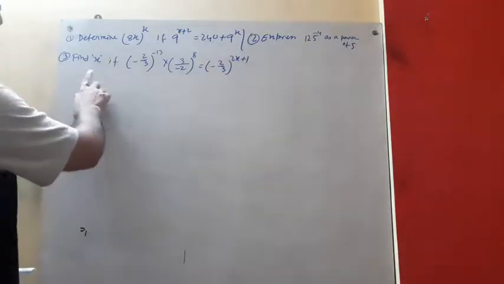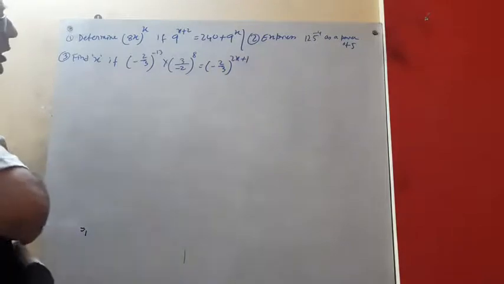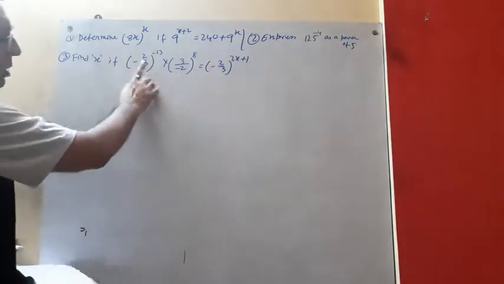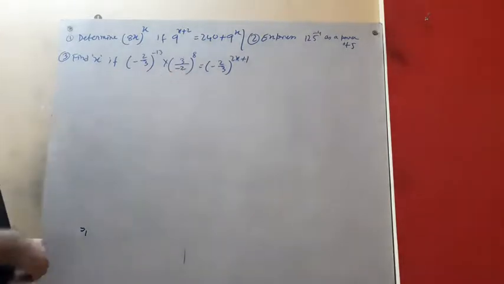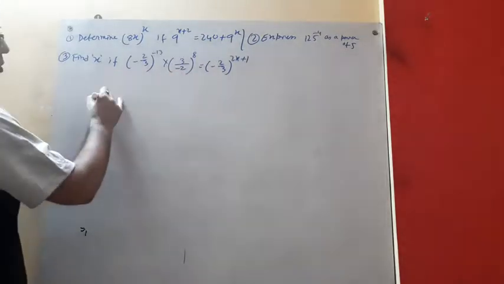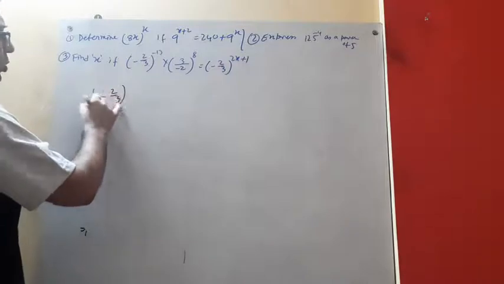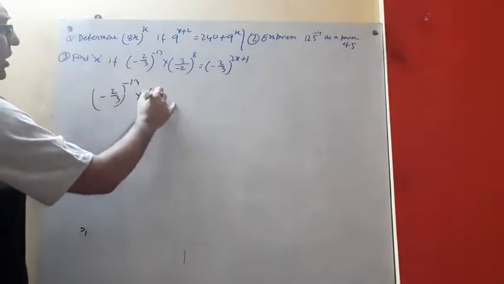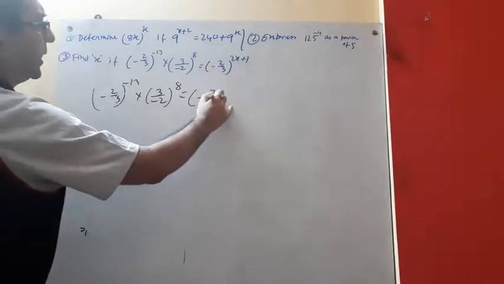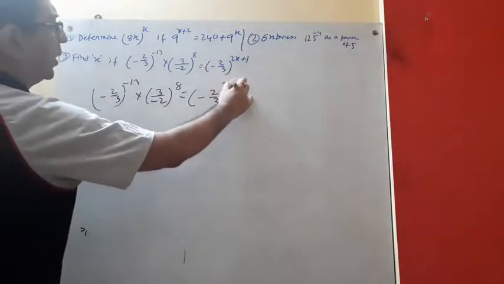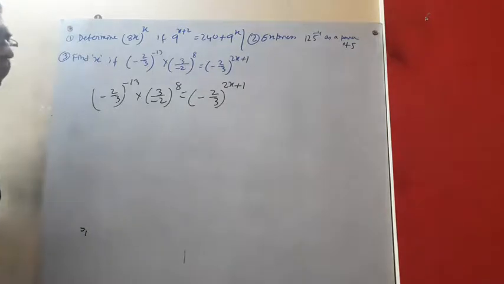So find x if minus 2 by 3 whole. Look, here the two bases are equal, minus 2 by 3 and minus 2 by 3. What we have to do? This one we have to change. So minus 2 by 3 whole to the power minus 13, into 3 by minus 2 whole to the power 8, equal to minus 2 by 3 whole to the power 2x plus 1. Right?